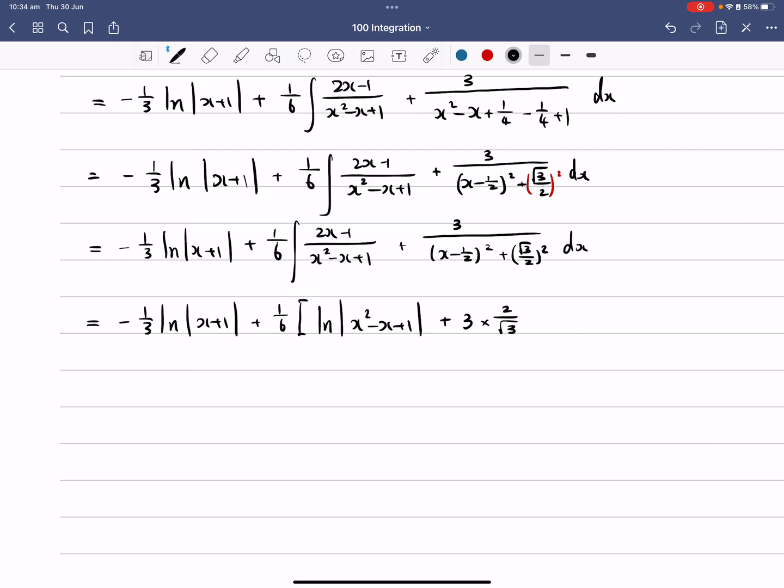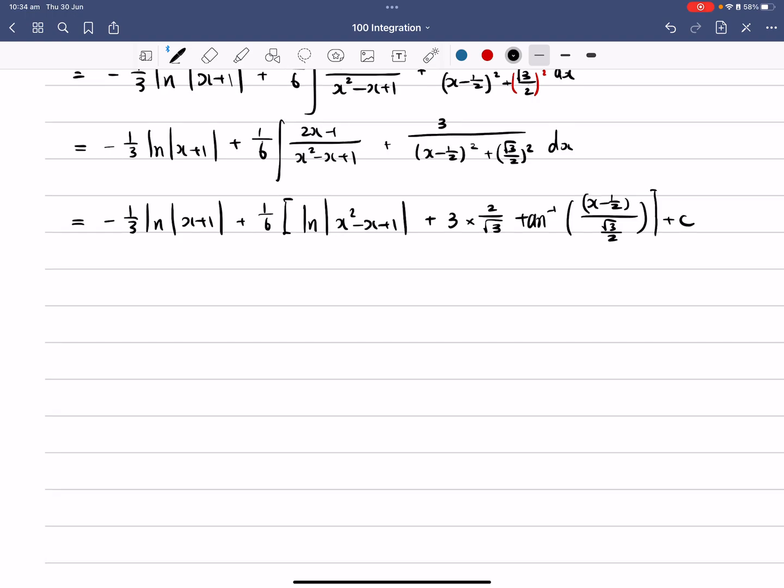And then we need tangent inverse, copy everything down inside this bracket, and divide it by root 3 over 2, which is obviously the reciprocal. It's better if we can write in terms of reciprocal, but that's okay. We have another line to tidy up our expression here. So the final answer is this one here, plus, now we times 1/6 inside, ln absolute value x squared minus x plus 1.